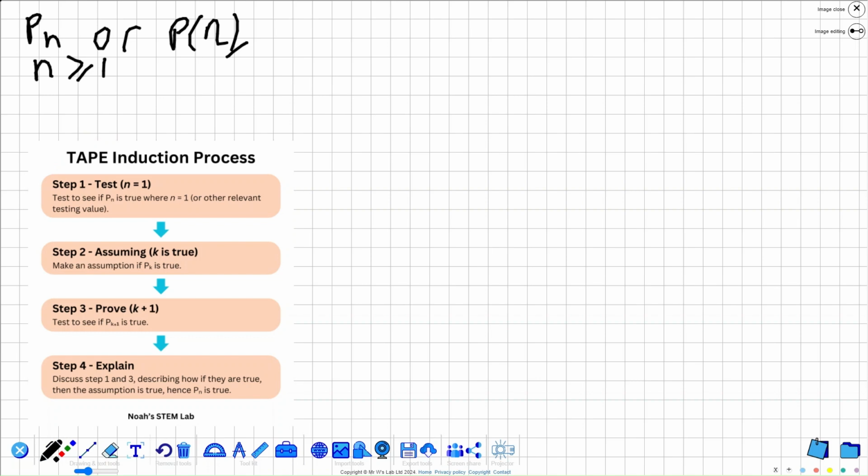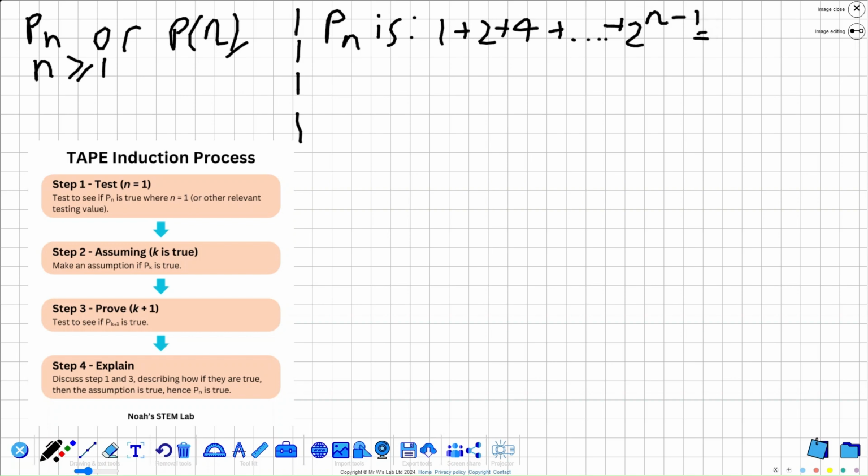To test out this process, we're going to look at a particular scenario where Pn is, and it's important that every time you answer these questions you start with this clear statement of what you're trying to prove, where Pn is 1 plus 2 plus 4 plus, and so on, up to 2 to the power of n minus 1, equals 2 to the power of n minus 1, for n more than or equal to 1.